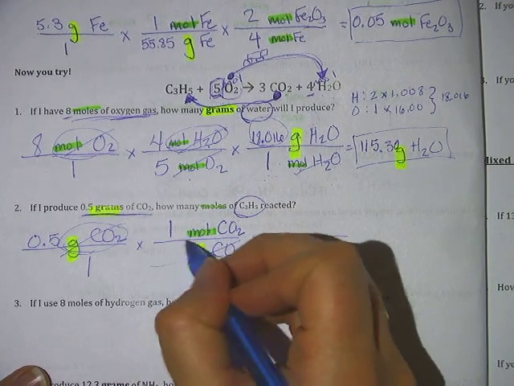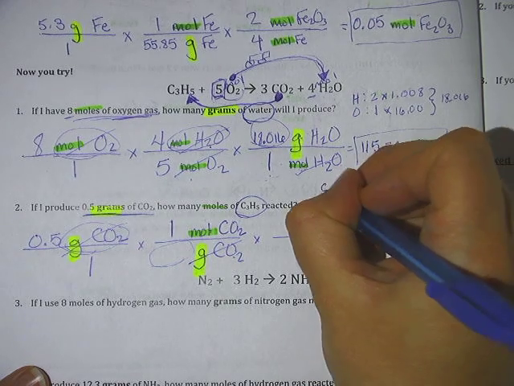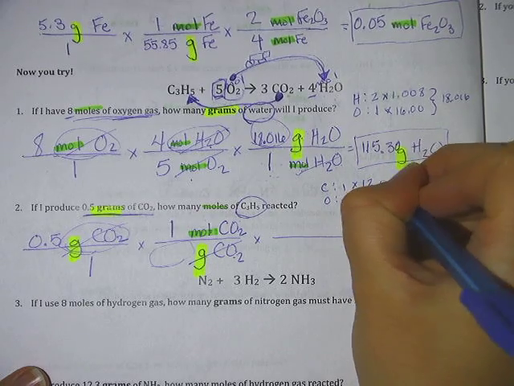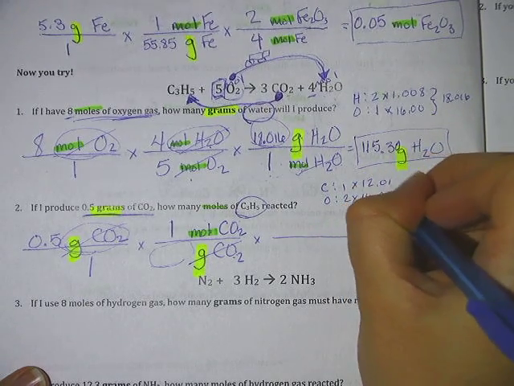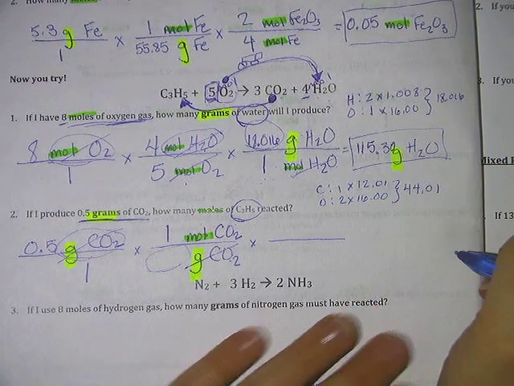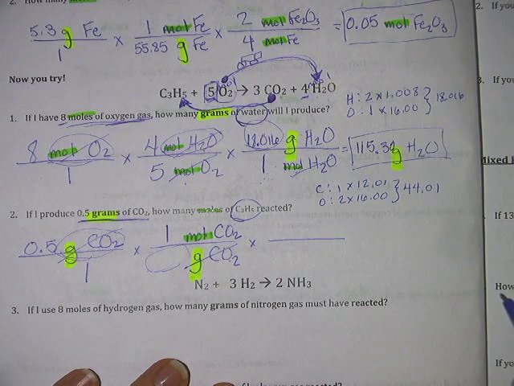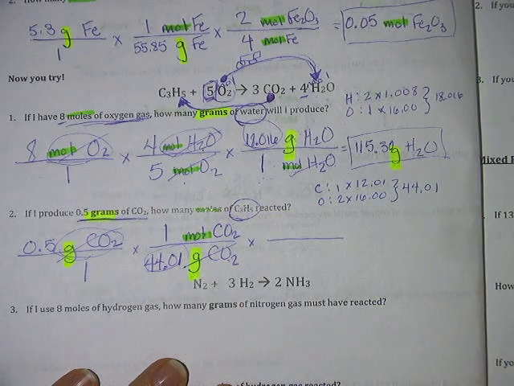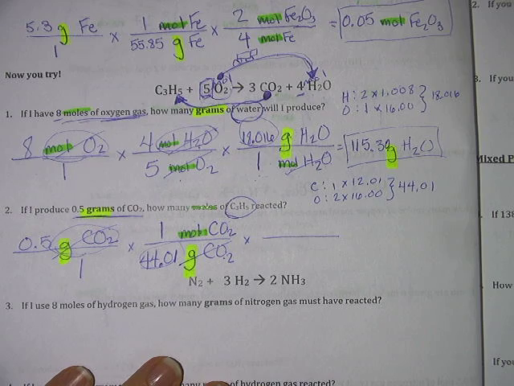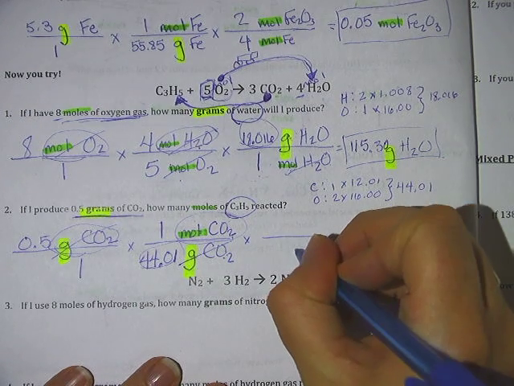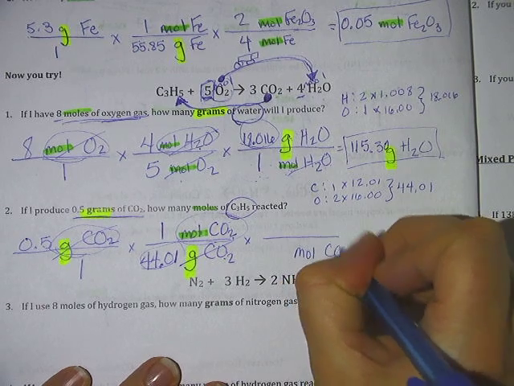And where do your grams come from? From your periodic table. I heard Colton add it up already because he's a smarty pants. But if you want to go ahead and do that yourself, you will get 44.01. Okay, if I have moles of CO2 on top, what goes up must come down, so what am I going to write on the bottom? Moles of CO2.